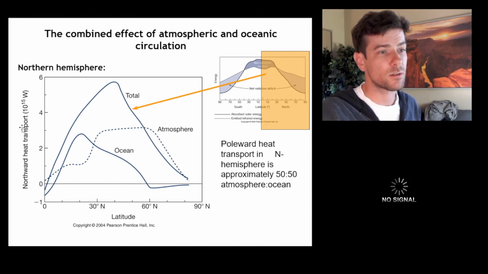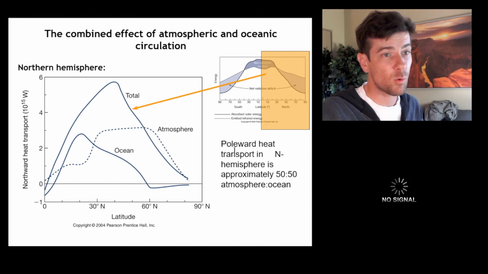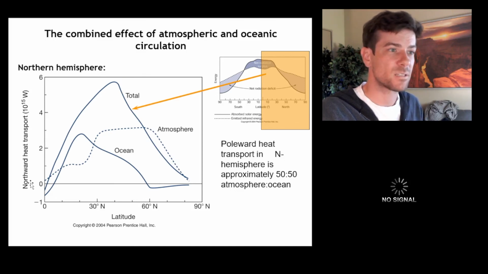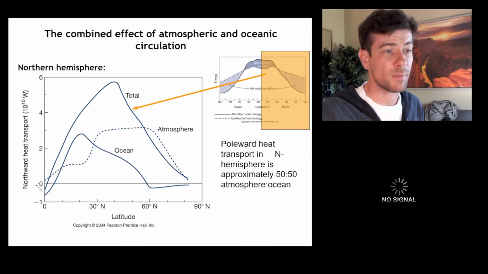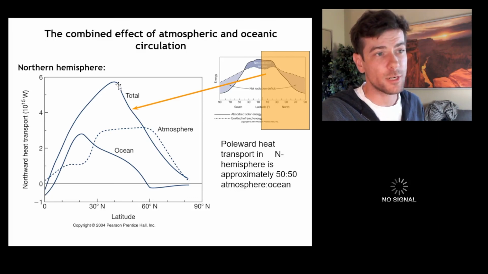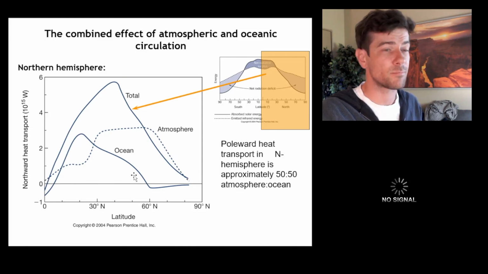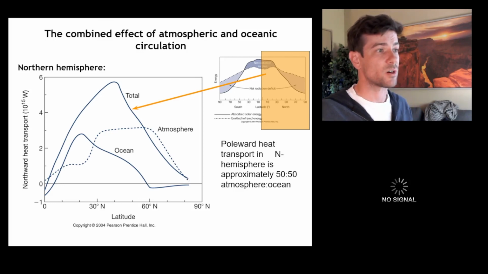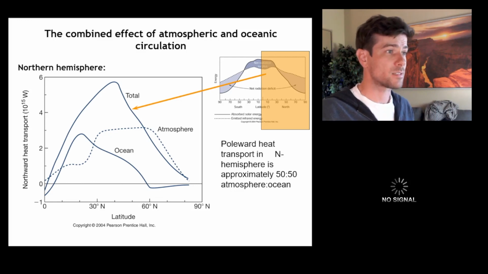And so this graph here is depicting poleward heat transport. This is northward heat transport in some measurement of watts. The total poleward heat transport is there, and about 50% of it is accomplished by the ocean, and about 50% of it is accomplished by the atmosphere. That's the take-home message here, that poleward heat transport is approximately 50-50 ocean and atmosphere. Both of these systems are working together to neutralize that imbalance that we have.